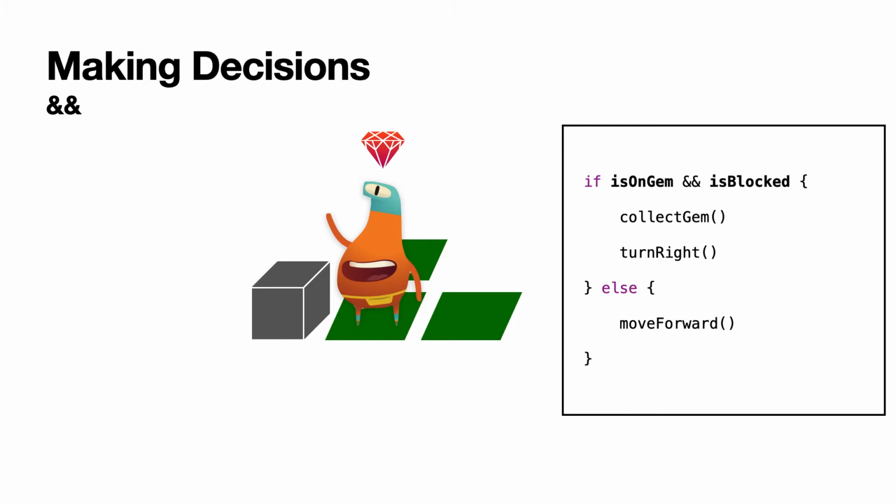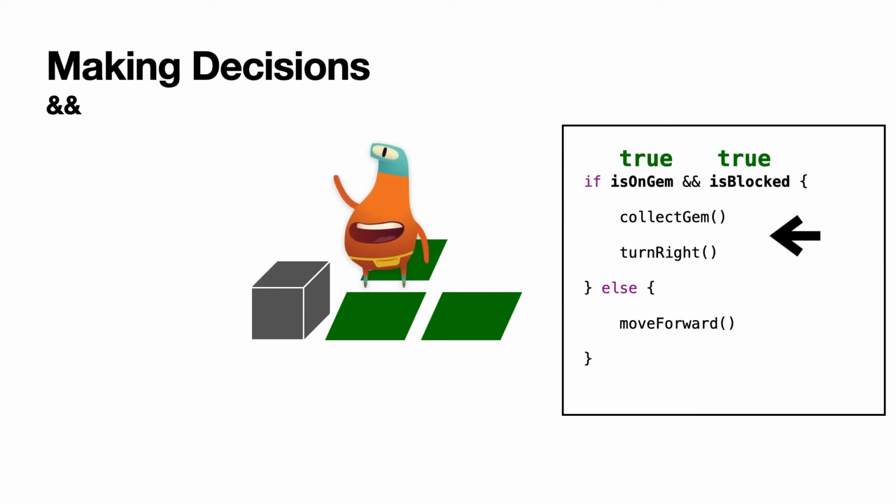So we might write a bit of code that looks like this, where we use the logical AND operator, those two ampersand signs. So you can see there, we check to see if we're on a gem and if we're blocked. Is on gem is true and is blocked is true. So we execute the code for our condition, which is to collect the gem and to turn right.